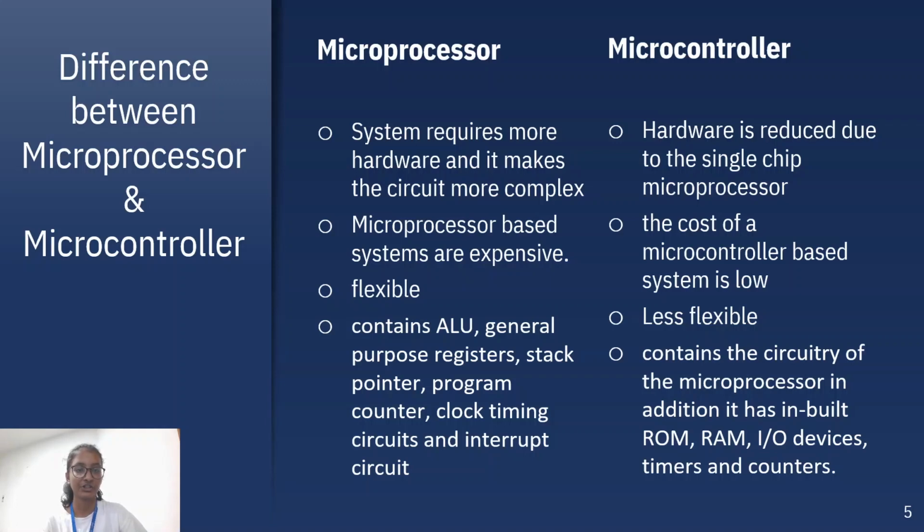Other than that, general purpose registers, stack pointer, program counter, clock timing circuits, and interrupt circuits are all in the microprocessor. While the microcontroller contains the circuitry of the microprocessor. In addition, it has inbuilt ROM, RAM, I/O devices, and timers and counters.